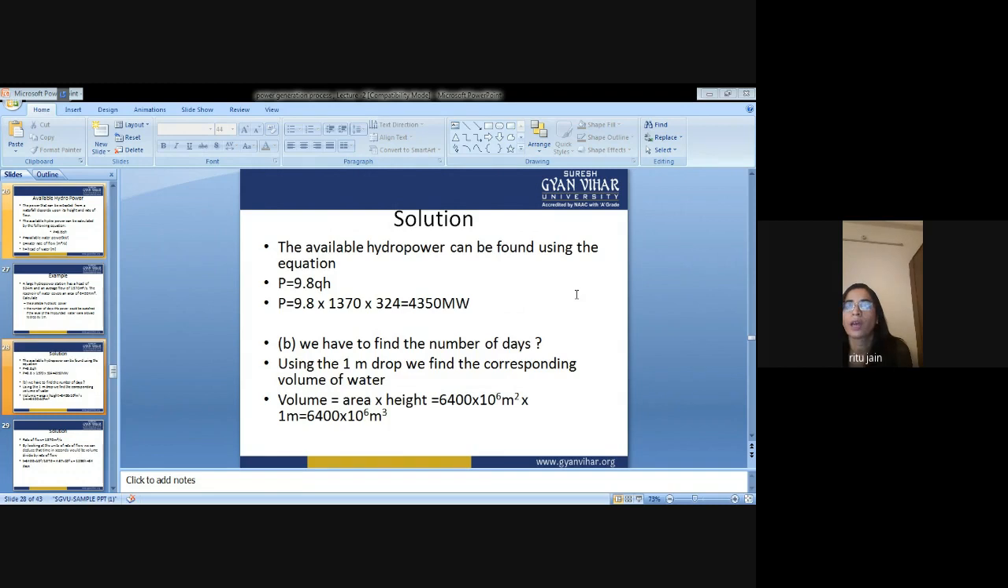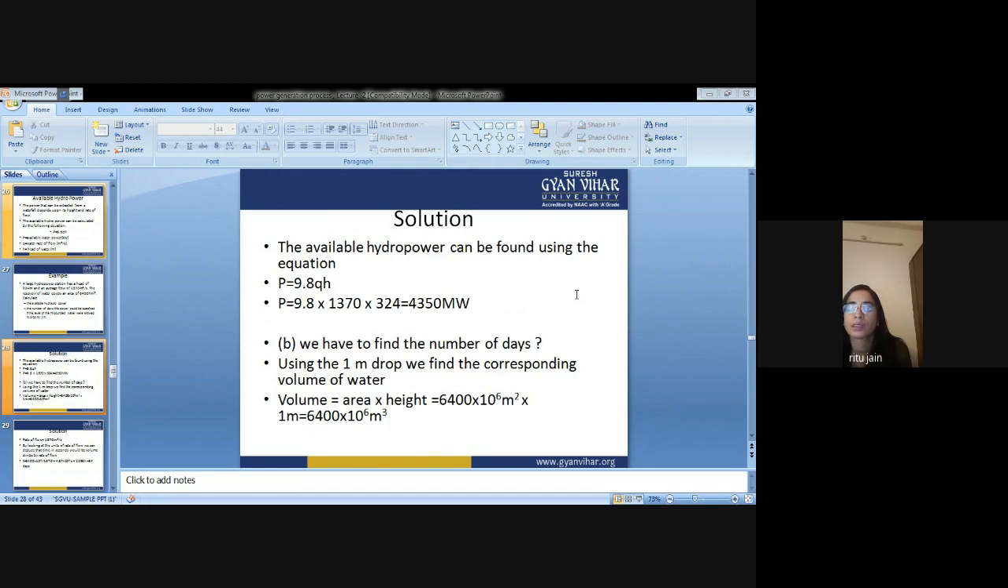So we have to find the number of days, right? Using the 1 meter drop, we find the corresponding volume of water. Volume of water can be calculated by area into height. The area of the reservoir is already given, which is 6400 into 10 to the power 6 meter square, and height is 1 meter. So how much volume will be reduced if there is a 1 meter drop?